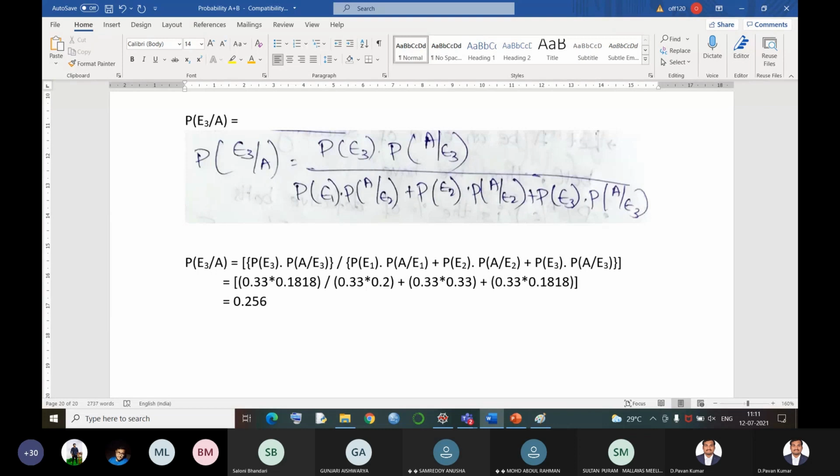It is not that individual bags; we are considering all the same. That means out of 3 bags, what is the probability of selecting each bag? And in that, what is the probability of getting one white and one red ball? So this is how we calculate the answer.